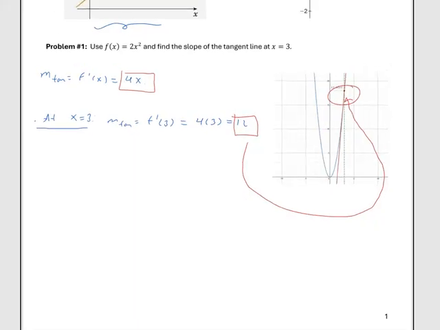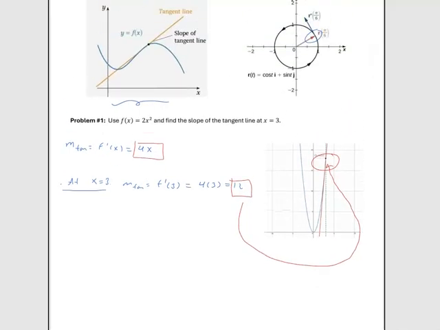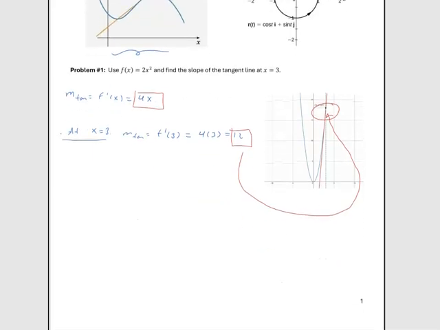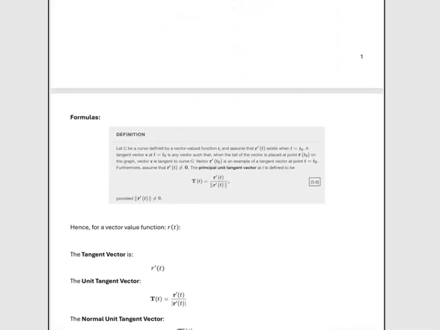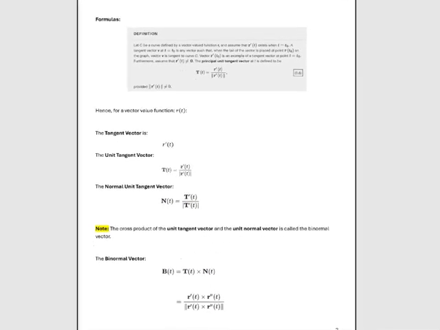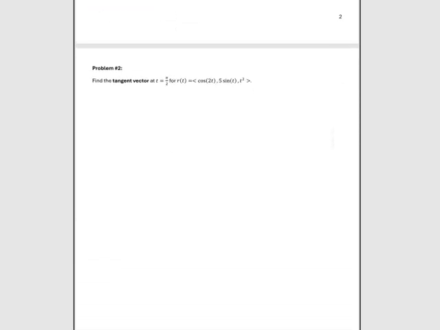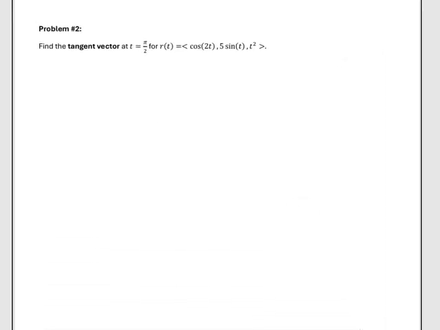Now, in the same way, we're going to be evaluating tangent vectors, except that they're going to be in component form. So for instance, let's take a look at the formulas. So here are all the formulas that could show up, but the main ones are these two. And this is because of the complexity of the actual derivatives and then also the magnitudes.